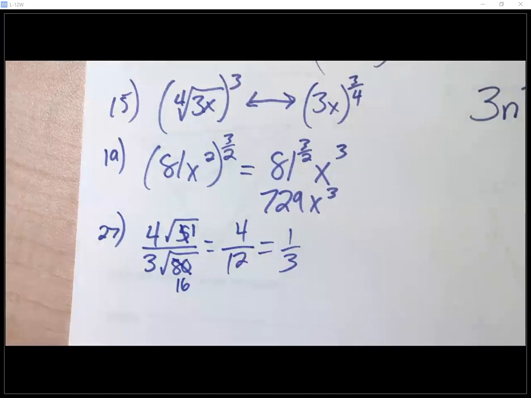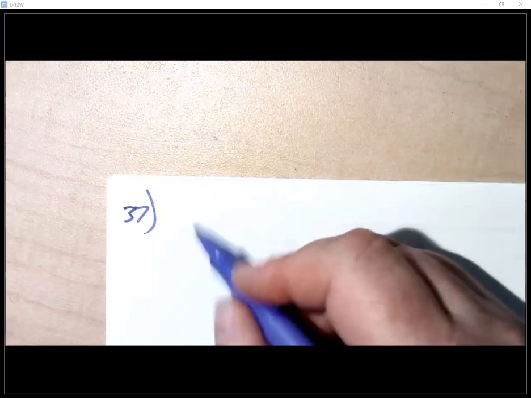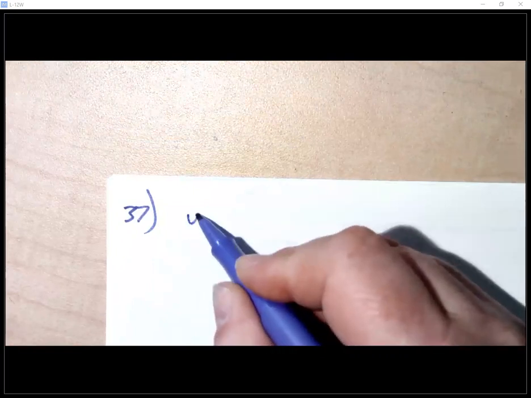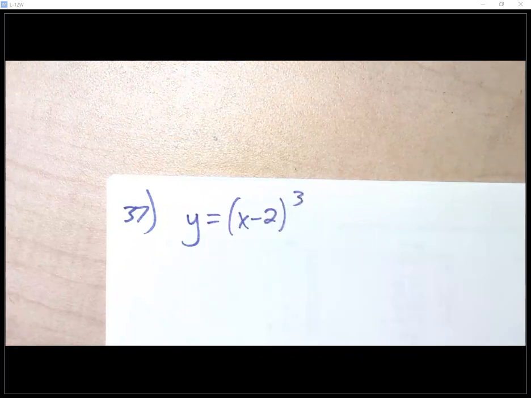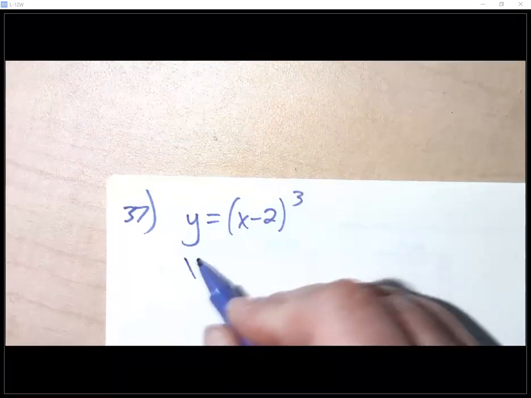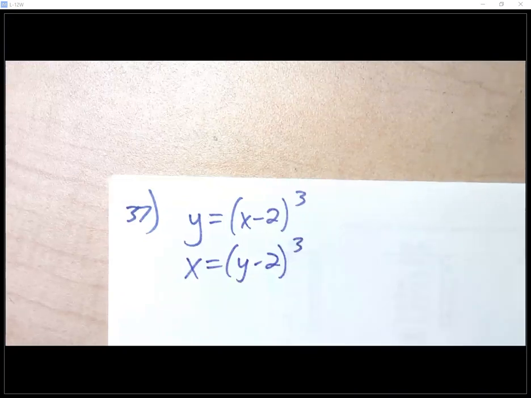And then moving on to the inverse one. So let's just do something like 37. Okay, inverse. So first of all, I'm going to write my equation as it is, just instead of writing f of x, I'm going to write y. Y equals x minus 2 to the third. So finding the inverse, there's only 2 steps. Step 1, literally swap the x and y. X equals y minus 2 to the third.